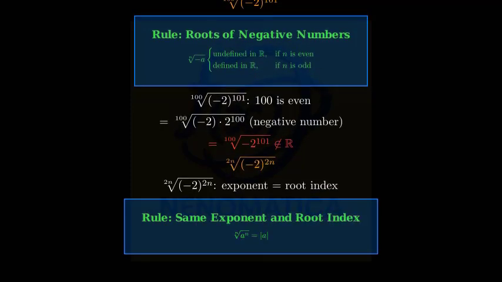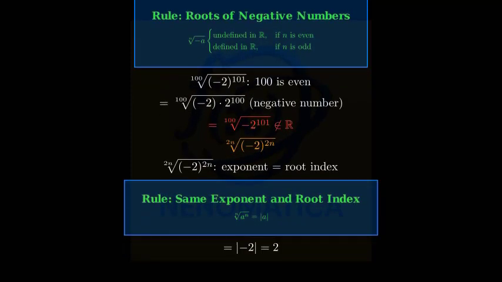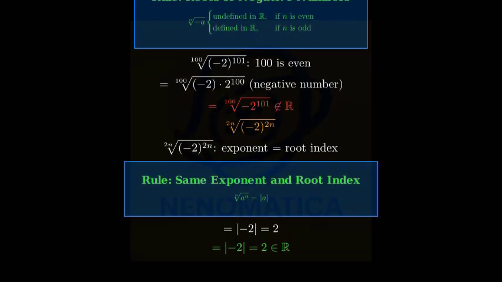When the exponent and the root index are the same, we can simplify the expression to just the base raised to the power of 1, which is simply the base itself. So, the 2nth root of -2 raised to the power of 2n equals the absolute value of -2, which is simply 2. Since 2 is a real number, this expression is defined in the real number system. Therefore, it belongs to the set R of real numbers.